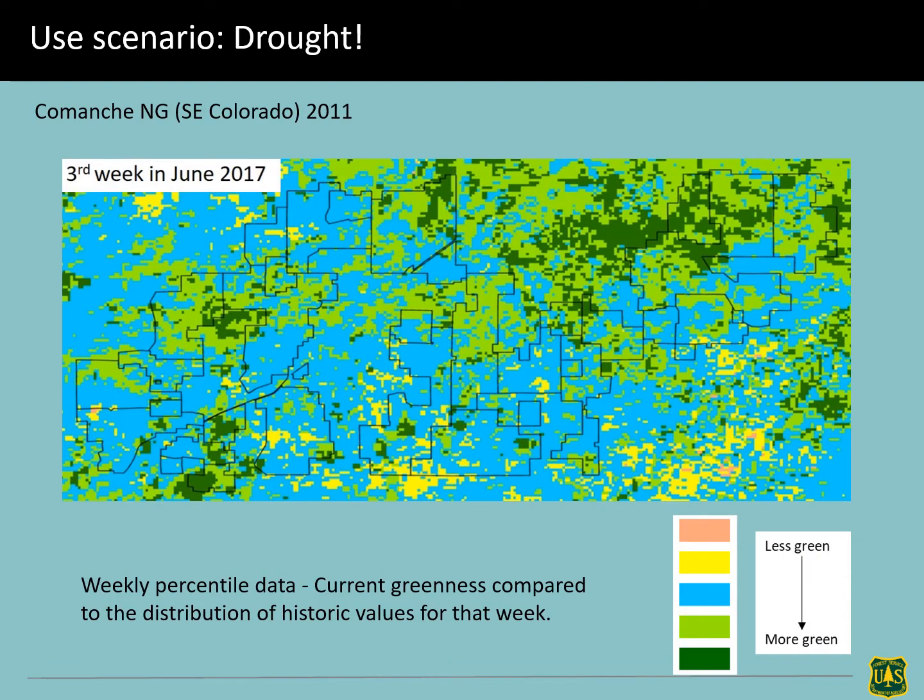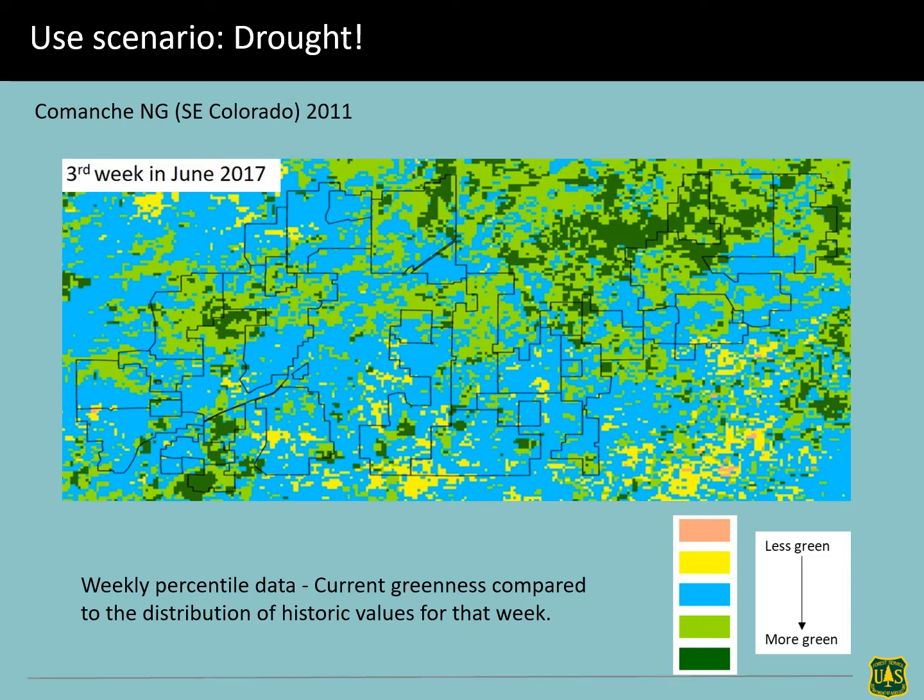PhenoMap can also be used to monitor where range phenological development has been impacted by drought. Drought events are expected to increase in frequency and duration according to future climate models. However, their effects will vary both locally and regionally. Comanche National Grassland, along with most of the southern Great Plains, experienced an extreme drought event in 2011.